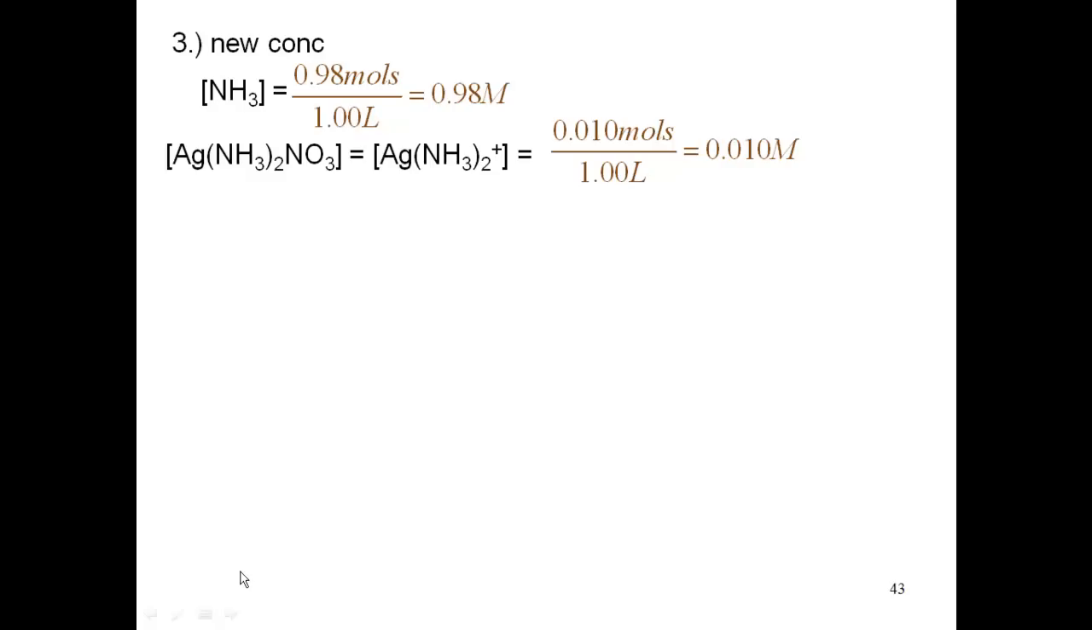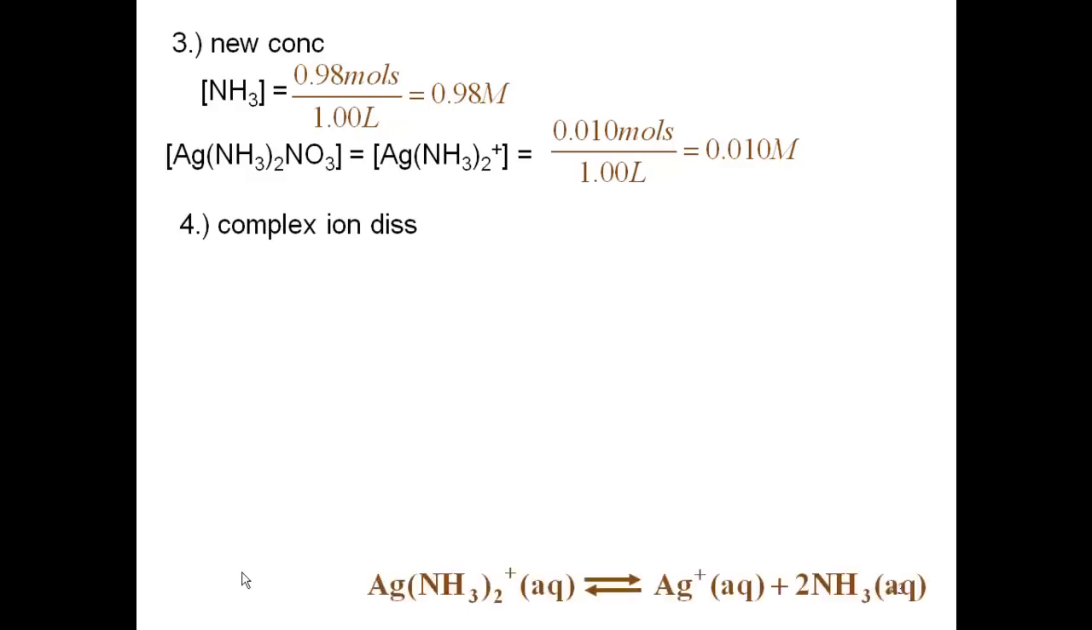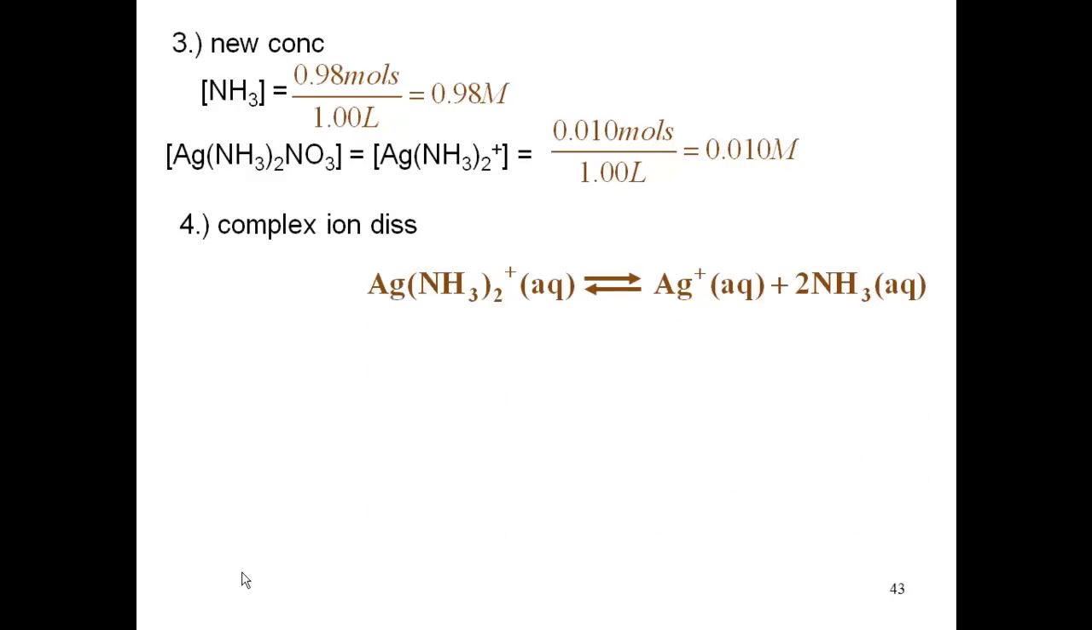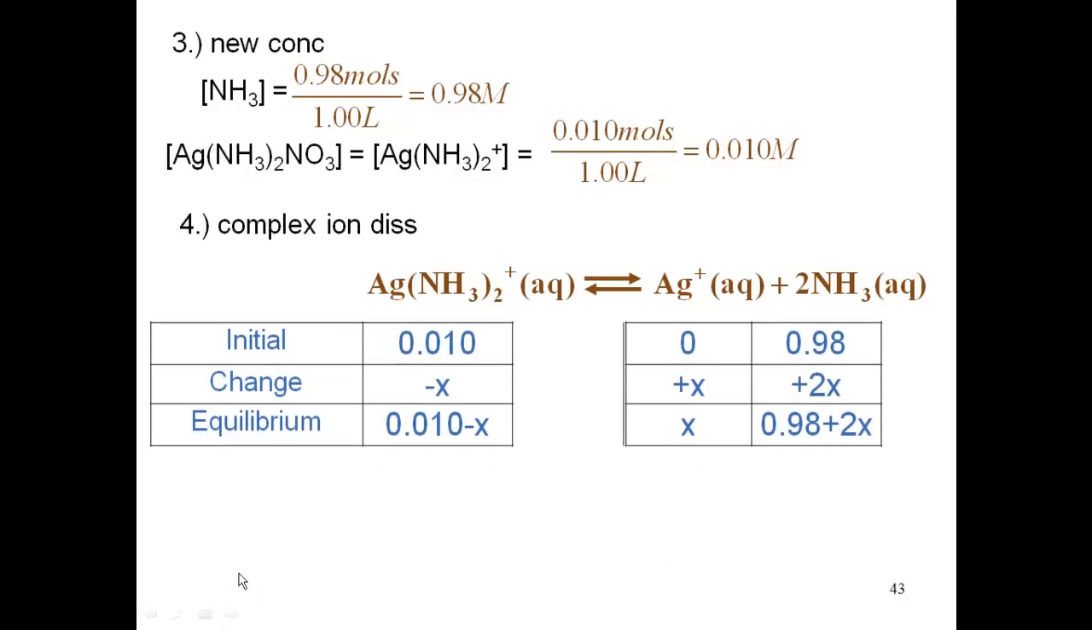Next, I write my dissociation. I want to write it as a dissociation, so I have my diamine silver ion breaking up into my silver ion and my 2 ammonias. Do my table. Initially, I got 0.01 for my complex, 0 for silver, and 0.98 for my ammonia. My change is going to be negative on my reactant side and pluses on my product side: X for my diamine silver, X for my silver, and 2X for my ammonia, because I have that coefficient in front of the ammonia. Add them up, I get 0.01 minus X, X, and 0.98 plus 2X.